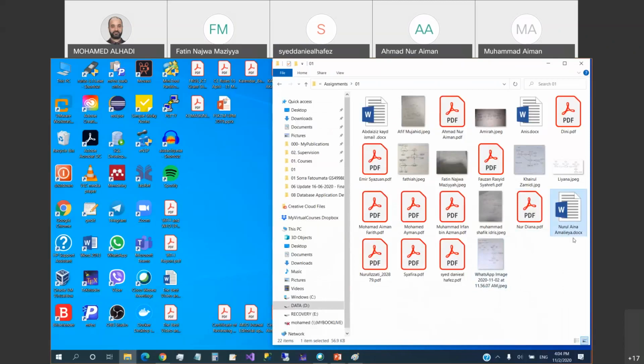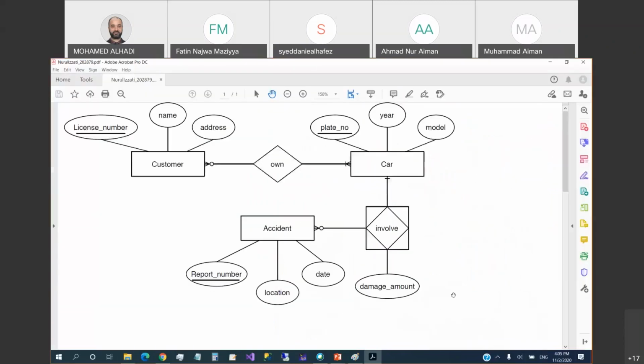Okay, Nur Aina, already done, right? Done. Nurul Izzati, no. Not yet. Okay, Nurul Izzati is also a clean design. What kind of tool is this? Draw.io. Okay.